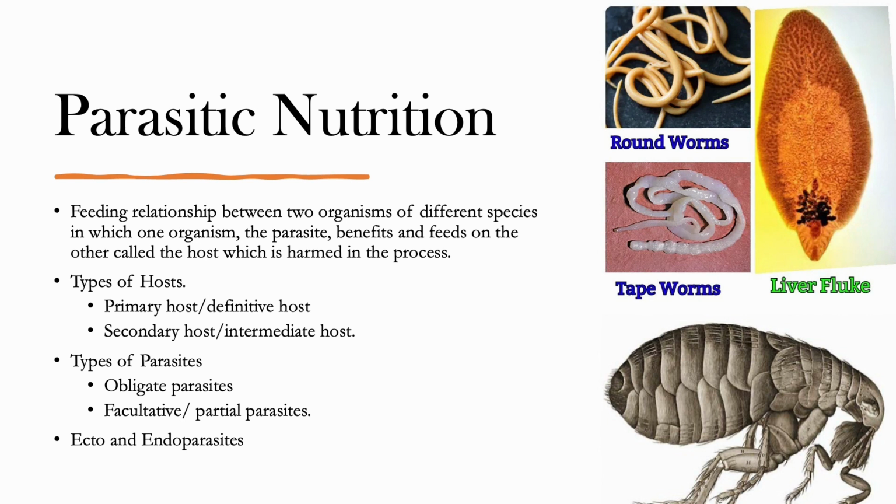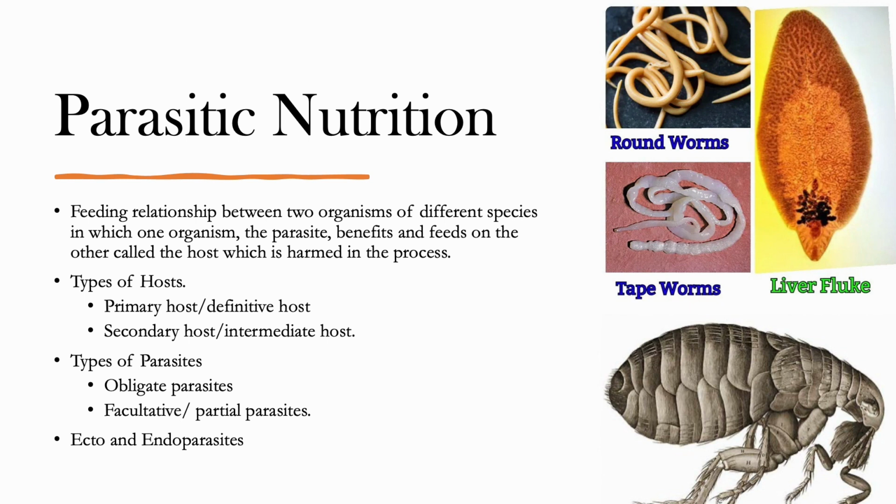So in the primary host, it gets sexual maturity, and then in the secondary host, it passes one or more of its asexual stages, because we know that some parasites actually have more than one asexual stage. This is usually designated the first and the second, and if there is more than one, we will have first, second, and third, and so on.